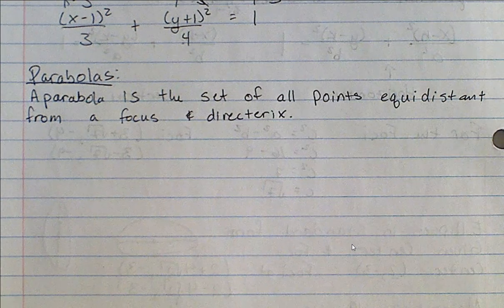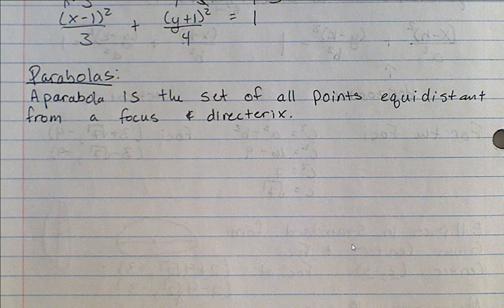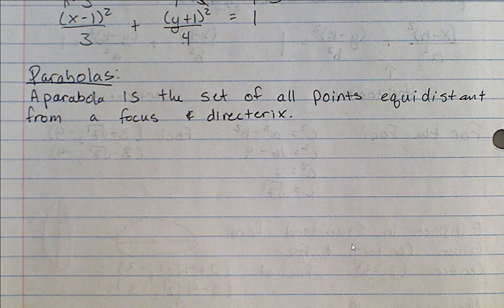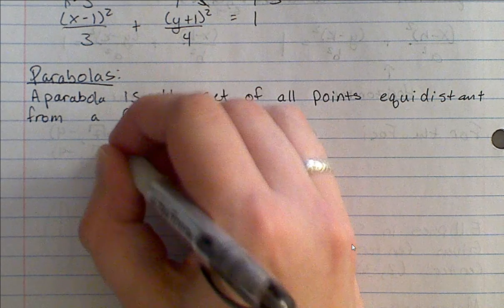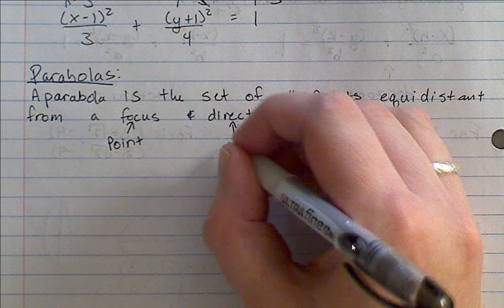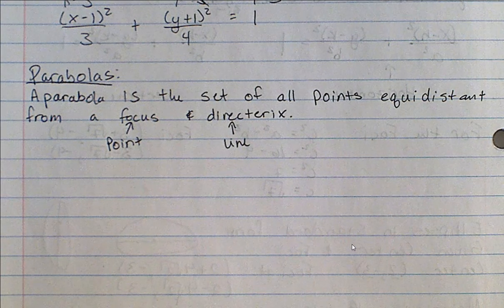So a parabola is the set of all points that are equidistant from a focus and a directrix. Now a focus is a point. This one here is a point. And a directrix is a line, either horizontal or vertical, depending on the type of parabola.